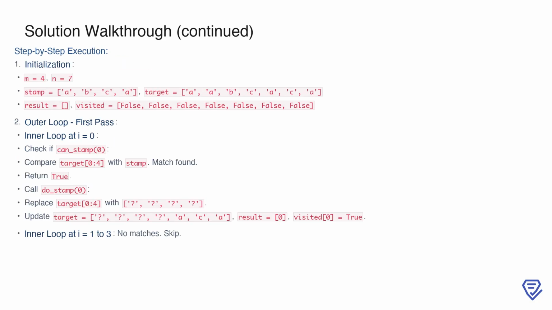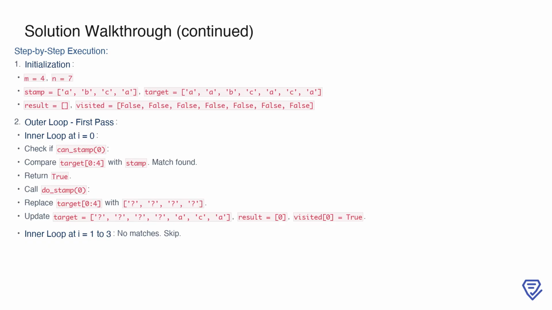Now, let's consider a slightly more complex example with overlapping stamps. Here, the stamp is ABCA and the target is ABCACA. We start by initializing the variables. The length of the stamp, M, is 4, and the length of the target, N, is 7. The stamp and target are again converted into lists of characters. The result list is empty, and the visited array is initialized with all values set to false.